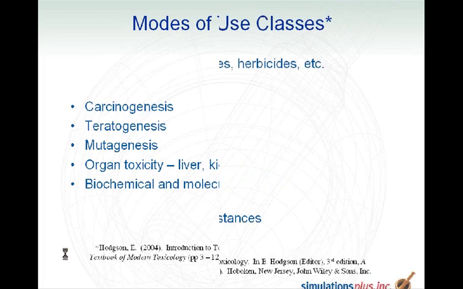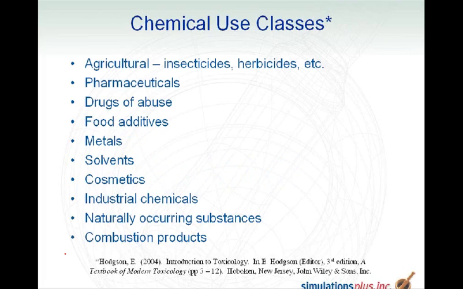This next slide just discusses the different classes of chemicals that are potential toxicants. So first on the list is agricultural chemicals. This includes things like pesticides, insecticides, herbicides, etc. Pharmaceuticals, especially in side effects of pharmaceuticals. Drugs of abuse such as cocaine and heroin.